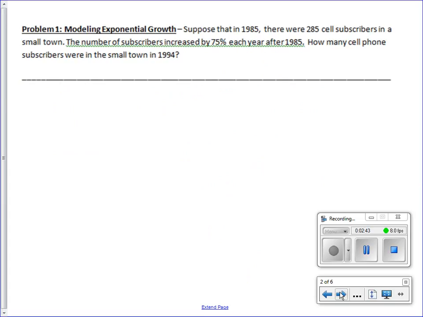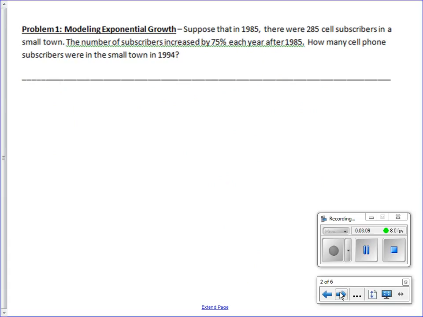Okay, problem 1. Suppose that in 1985 there were 285 cell subscribers in a small town. The number of subscribers increased by 75% each year after 1985. How many cell phone subscribers were in the small town in 1994?